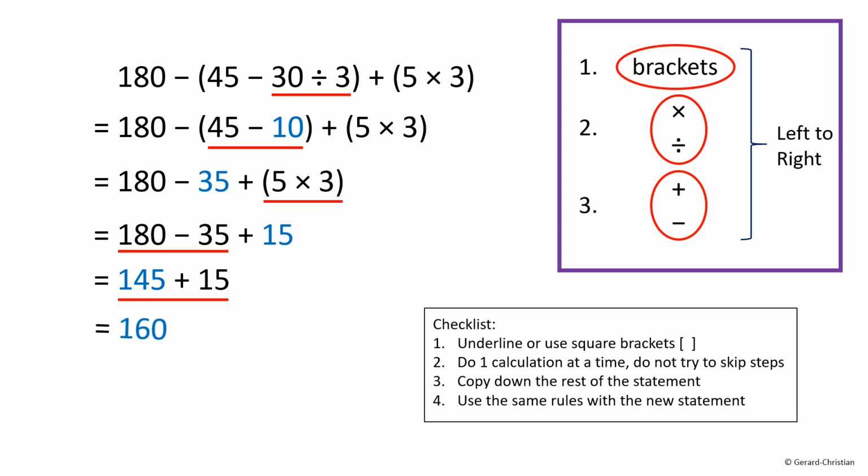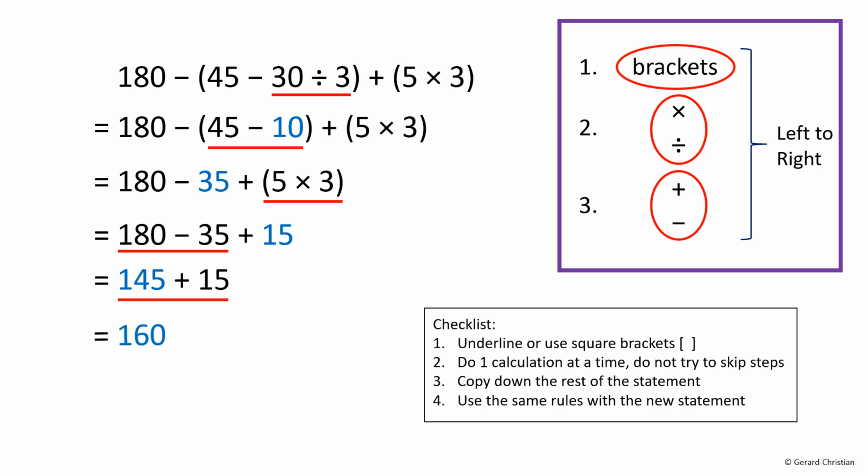Now this is a checklist. Always underline or use the square brackets, because you don't want to mix them with the smooth round brackets. Always do one calculation at a time. Do not try to skip steps. Even though some of you who are faster realize you can actually do the things in separate brackets at the same time, I don't do that because I don't want to get myself into trouble. So try to do one calculation at a time. Do not try to skip steps.